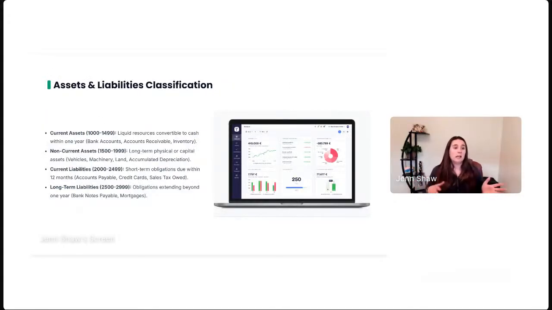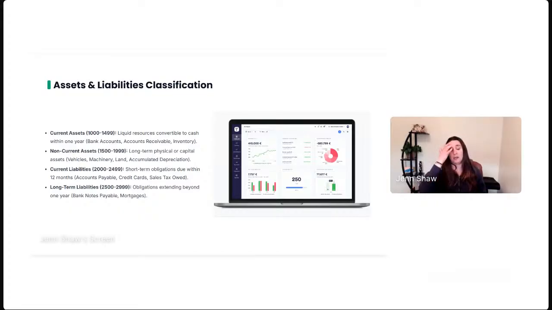Your assets and liabilities classifications. This is going to be your balance sheet area, and you want to set up your current assets. These are going to be your bank, your accounts receivable, and any inventory. Current assets are things that are going to turn over within a year or are very quick to change, liquid resources. These are going to be your 1000s to 1499s. Your non-current assets are going to be longer term items.